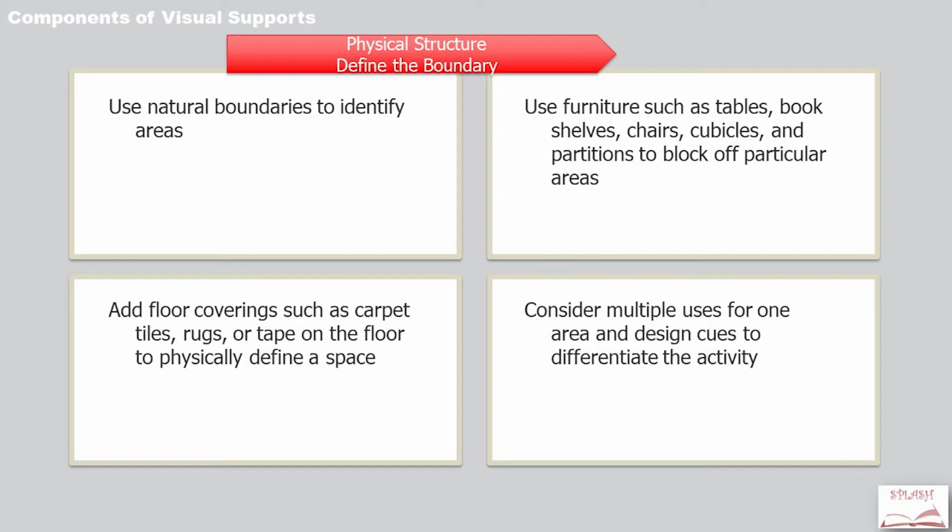For example, a kidney table could be used for small group reading in the morning and used for snack activities in the classroom when a tablecloth is placed on the table as a visual cue. By defining the different areas with shelves and partitions, students are better able to recognize where activities take place and where they are supposed to be at any given time.